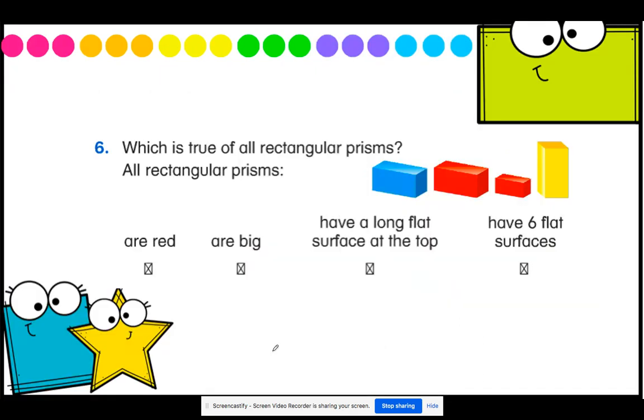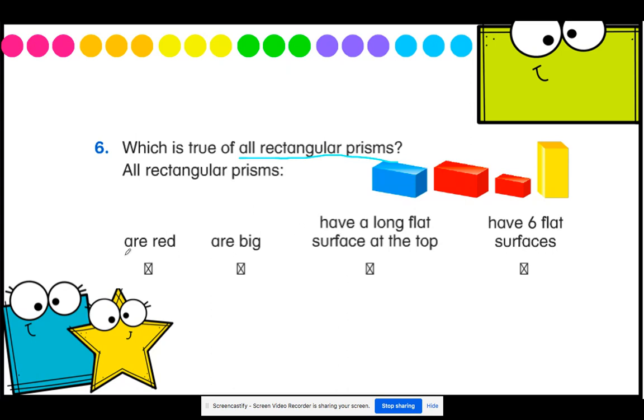And our last problem for today, it says, which is true of all rectangular prisms? Looking at the 4 shapes that we have here, we have 1 blue, 2 red, and 1 yellow. Some of them are big, some of them are small, and one of them is turned to face on its side. So we need to find the fact that is true of all of the rectangular prisms.